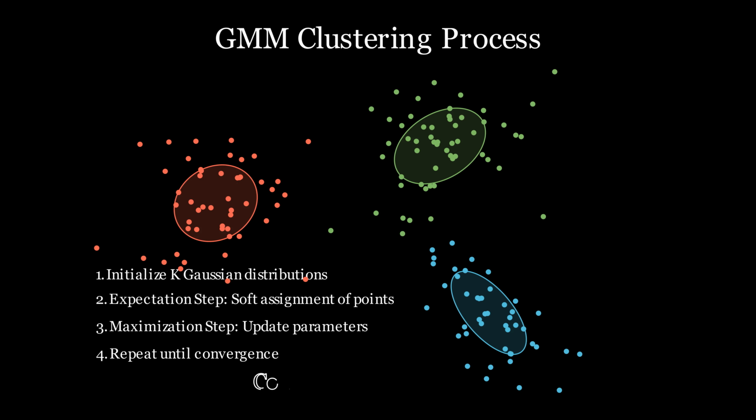After several iterations, the algorithm converges to a solution where each Gaussian fits one cluster in the data. Notice how points can have partial membership in multiple clusters, unlike k-means, which makes hard assignments.